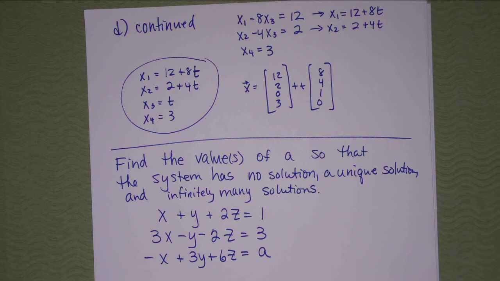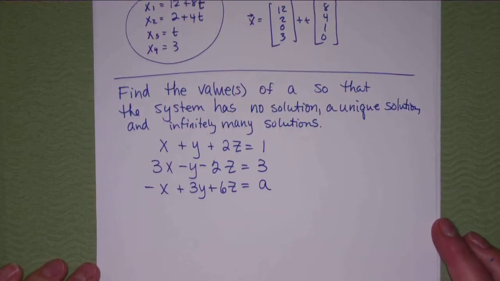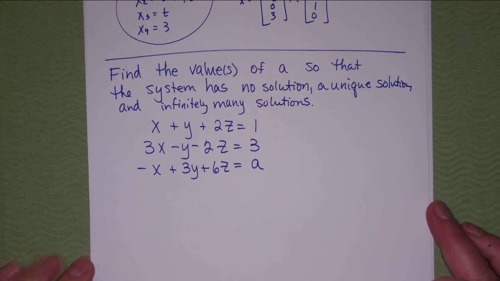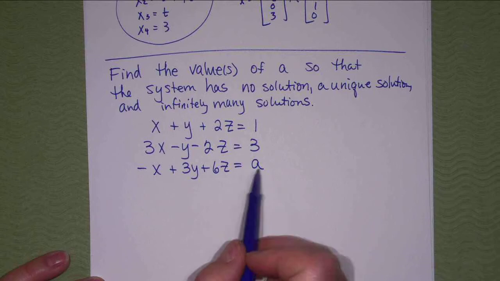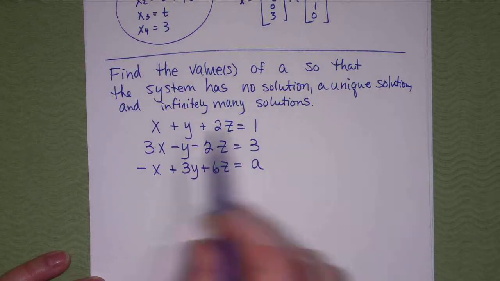Okay, so we've got a system. One of the ones on the homework has an A, B, and C in it, so it's got 3 letters. So you just have to be really careful, and you're going to row reduce with that letter in it. That's what you're going to do. So we want to find out what A would have to be for it to have different types of solutions.